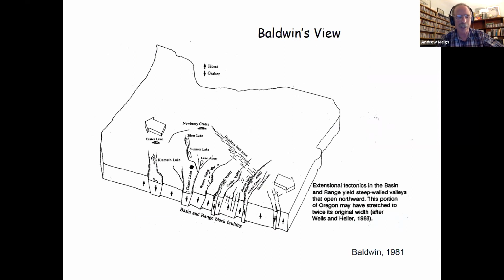But the basic idea that Baldwin is showing here is that if you're in the southern part of the Basin Range, it's more extended. And by the time you get to the northern part up here by Burns, Brothers, or Bend, the Basin Range extension diminishes to effectively zero, and it's limited at the north end by the Brothers Fault Zone.